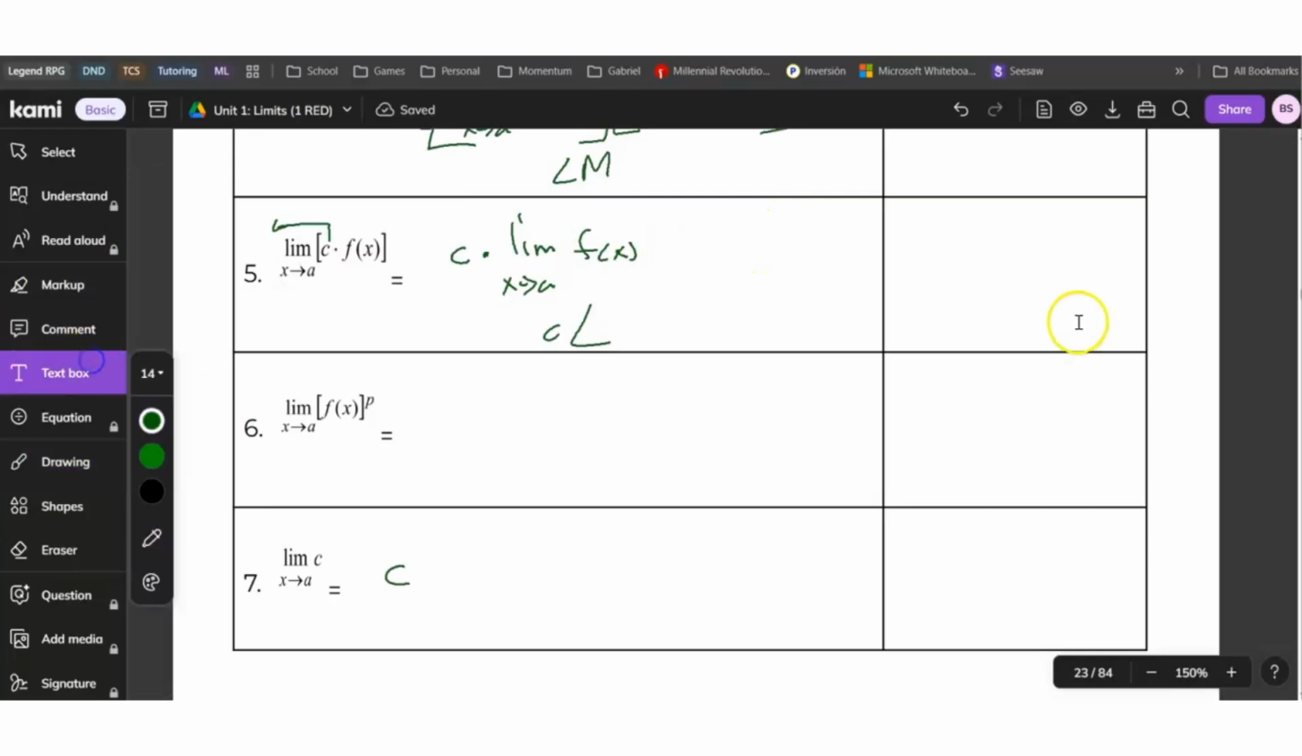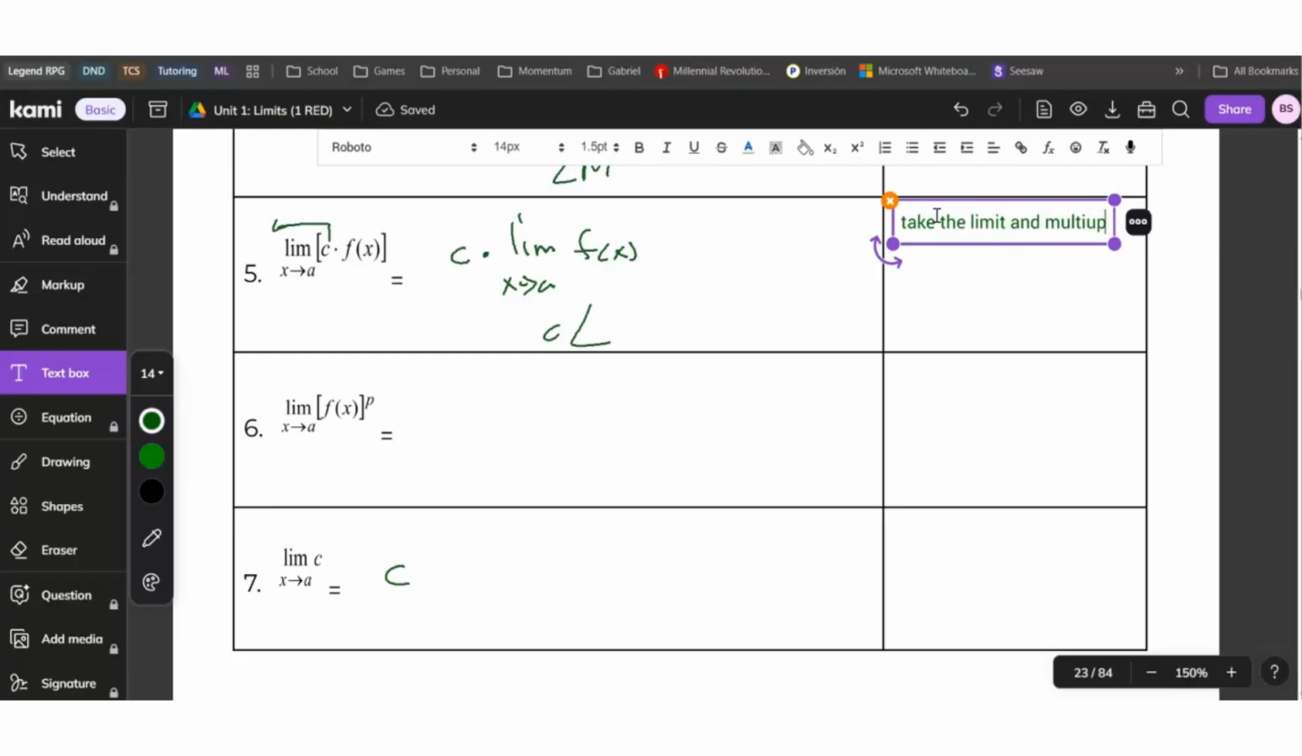All right, what does this mean here? This part would just mean, I guess, take the limit and multiply by the constant. And then this bottom one is just that, there is no limit. There is no limit without a variable.